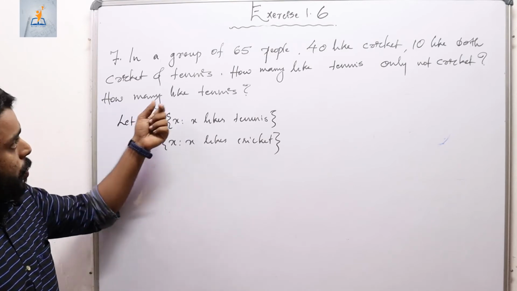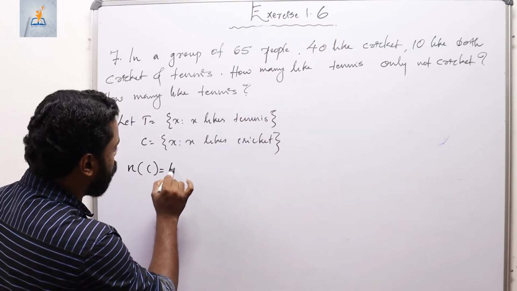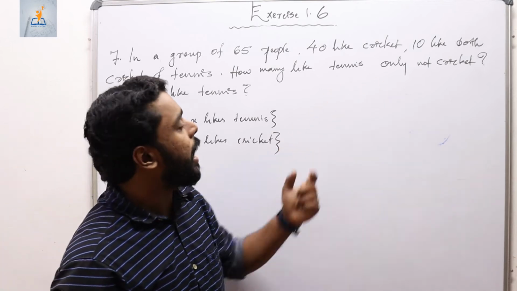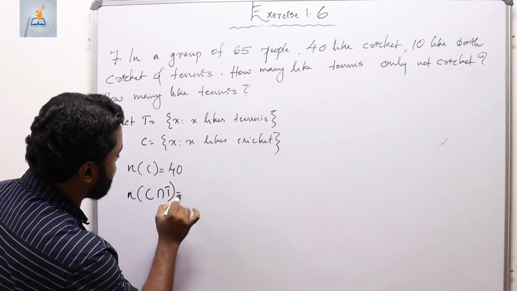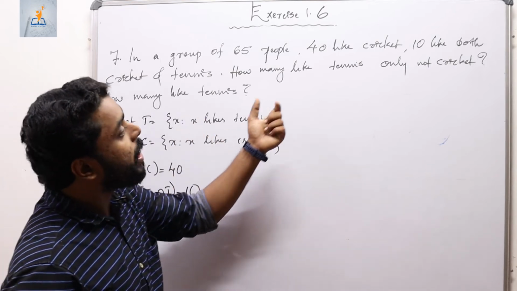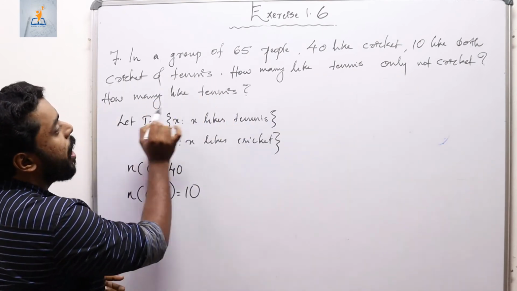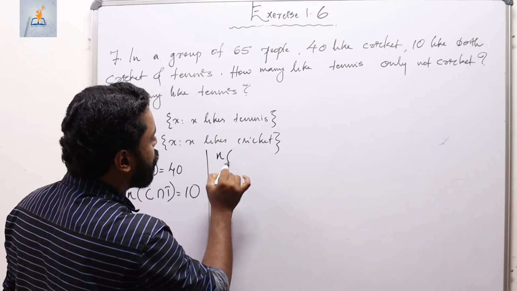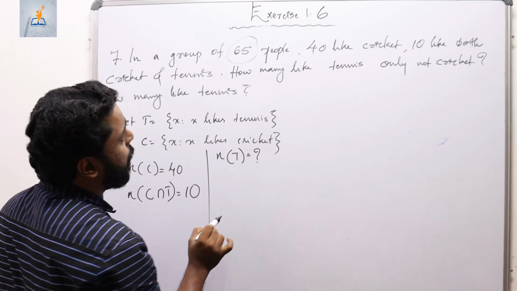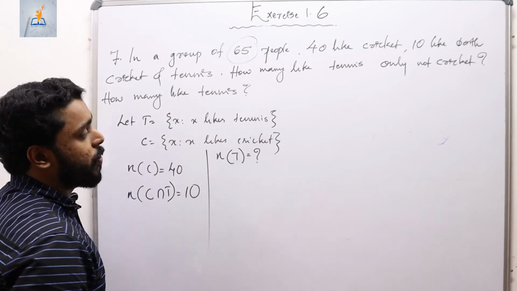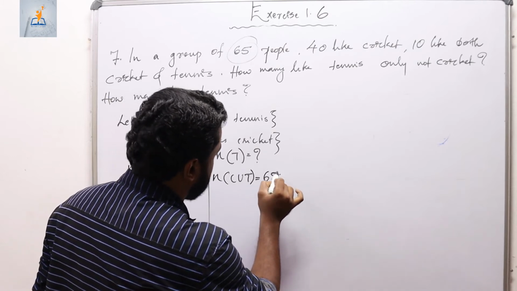Now coming on to the question, 40 like cricket, which means that n of C is equal to 40. Right? Now 10 like both cricket and tennis, which means that n of C intersection T is equal to 10. How many like tennis only, not cricket? Let it be there. We shall solve the second part first. How many like tennis? So we have to find n of T. Also note that there are 65 people and each one likes at least one of the games. So n of C union T is nothing but 65.